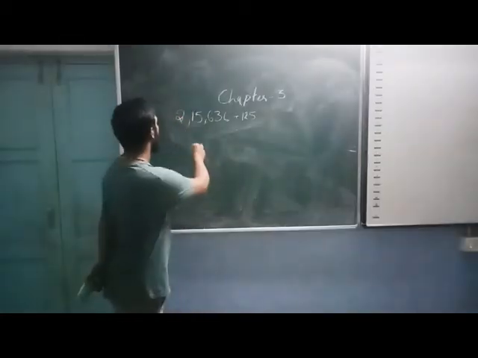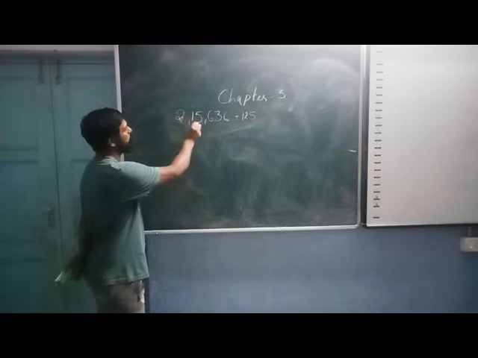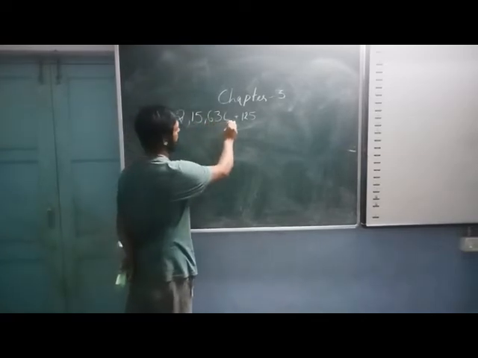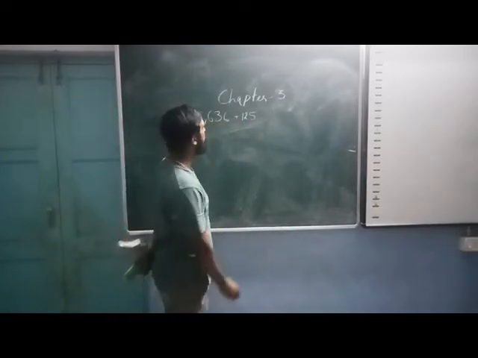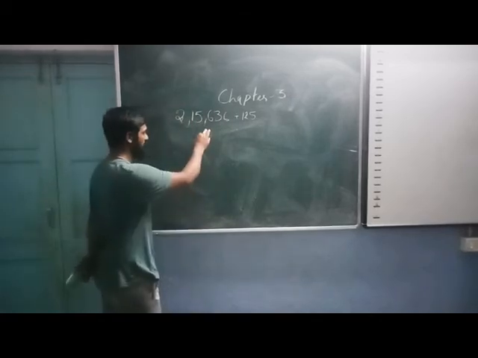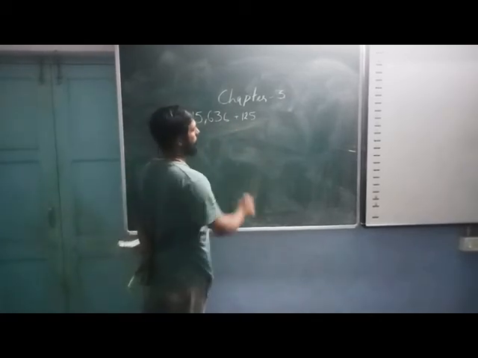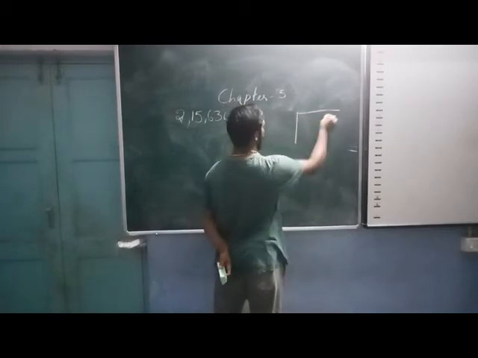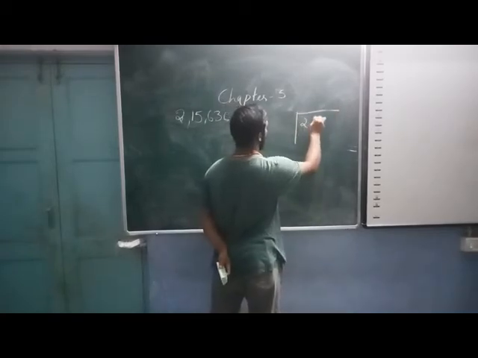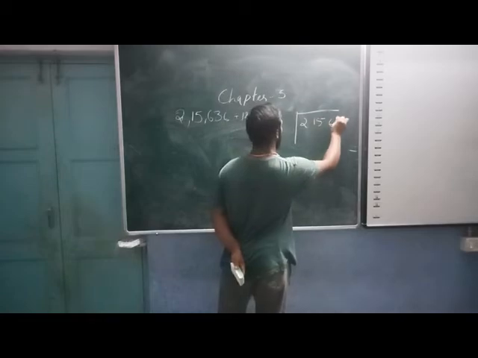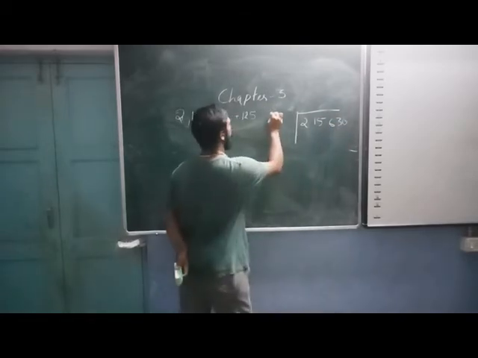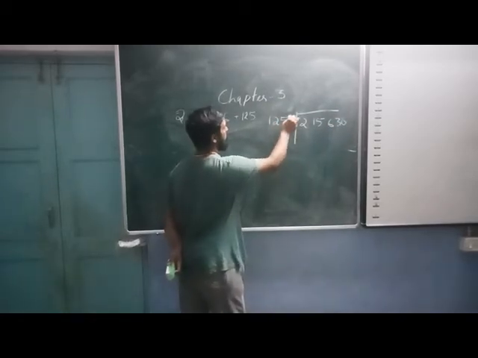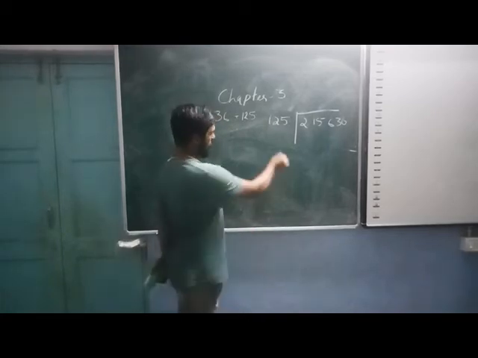So dear students, now we are going to divide 2,15,636 with the help of 125. So this is a 6-digit number divided by a 3-digit number. First of all, what we have to do, draw the table. So write the number 2,15,636 divided by 125.